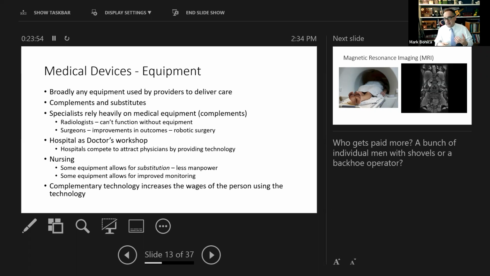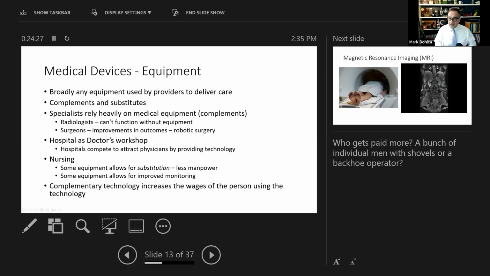That's everything from complex stuff like MRI and CT scanners to simple stuff like blood pressure cuffs and otoscopes that look in your ear. So broadly, it's anything they're using. And equipment can be both a complement or a substitute. Sometimes it functions as a progression of substitute and then a complement. Specialists really rely heavily on medical equipment, and in that shape, they're complements.